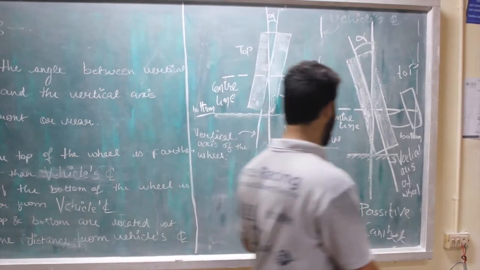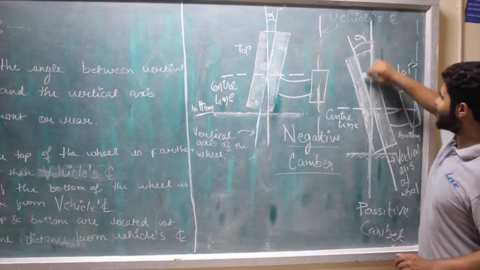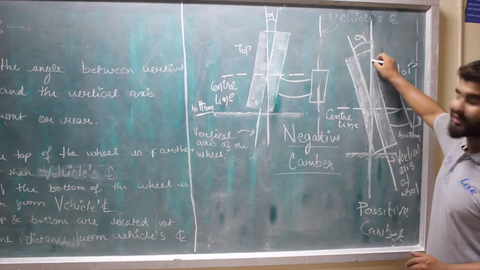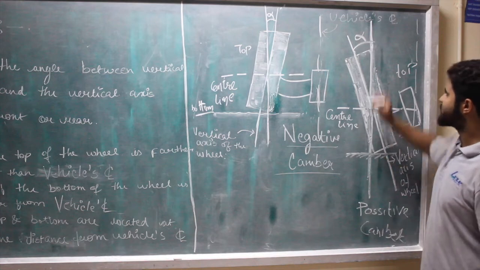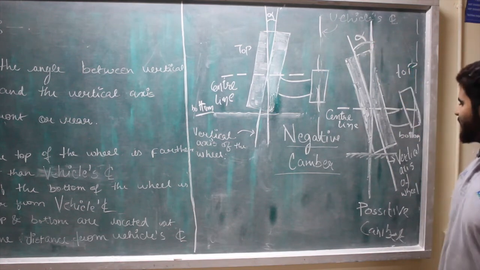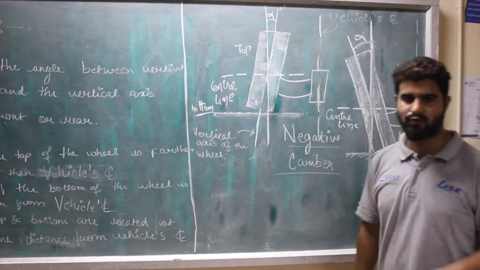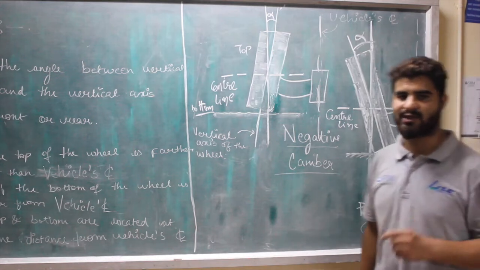Now coming to the diagram here, this is the vertical axis of the wheel and this is the vertical axis of the viewer, viewing either from the front or the rear. So this angle is positive, the wheel is at positive camber. Now where is positive camber used? Why do we have positive camber? Basically it's used in trucks. Why?